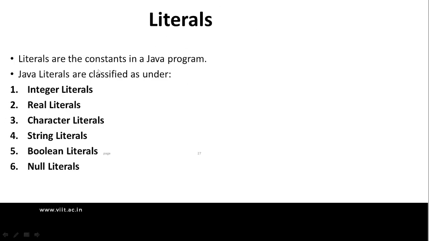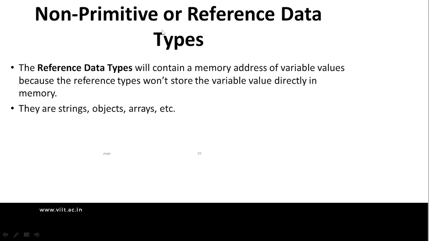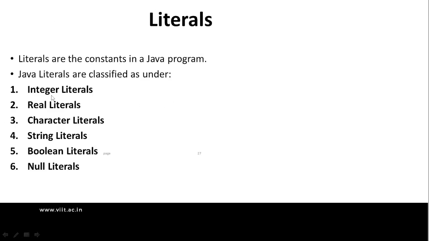In literals of this reference or non-primitive kind, Integer is a class, Real is a class, Character is a class, String is a class, Boolean is a class, Null is a class. In primitive, they are different. int is not a class. char is not a class. Here in non-primitive, these are classes.